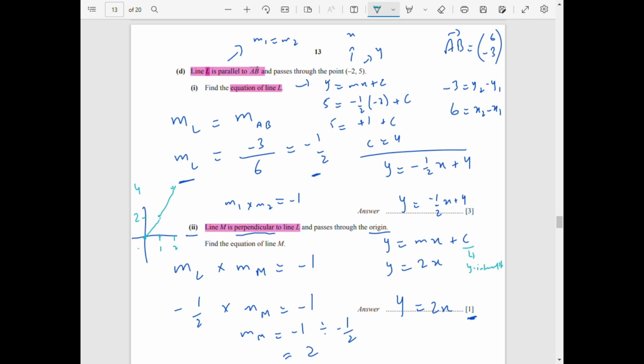So that was it: 2 questions on vectors and a little bit of a mixture of coordinate geometry in between. Never mind, it was good practice.